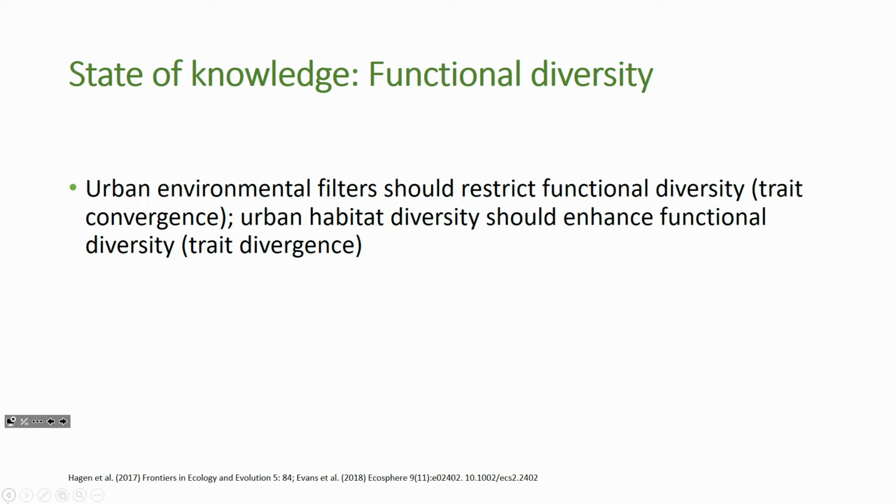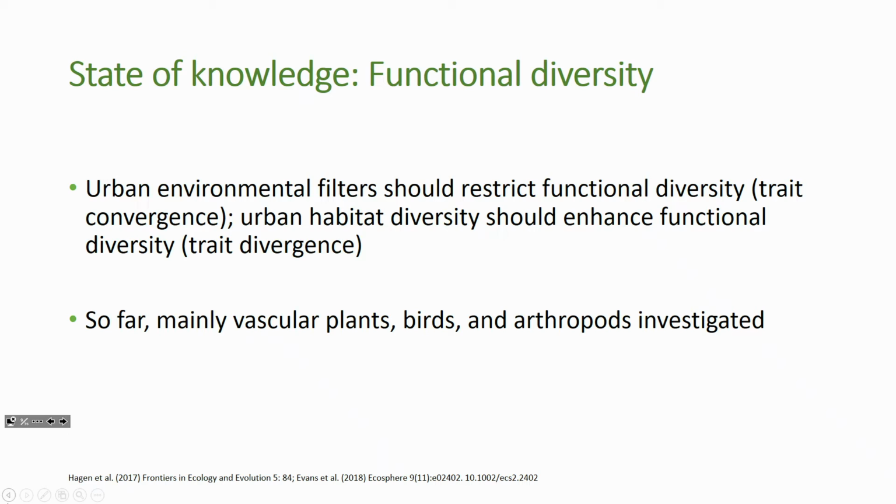Here we could pose one hypothesis, or let's say two contrasting hypotheses. We could say that because urban environmental conditions are pretty harsh, just think about the urban heat island, high nutrient contents, pollution, sealed soils, and so on, this should really be a strong filter that restricts the functional diversity of species. On the other hand, we know that there are many different habitats in urban areas, so there might also be many different species with a range of different traits. So there might either be trait convergence or there might be trait divergence.